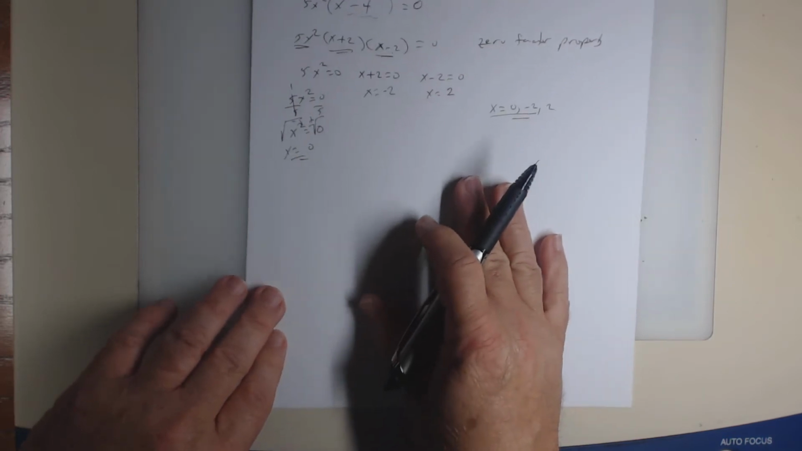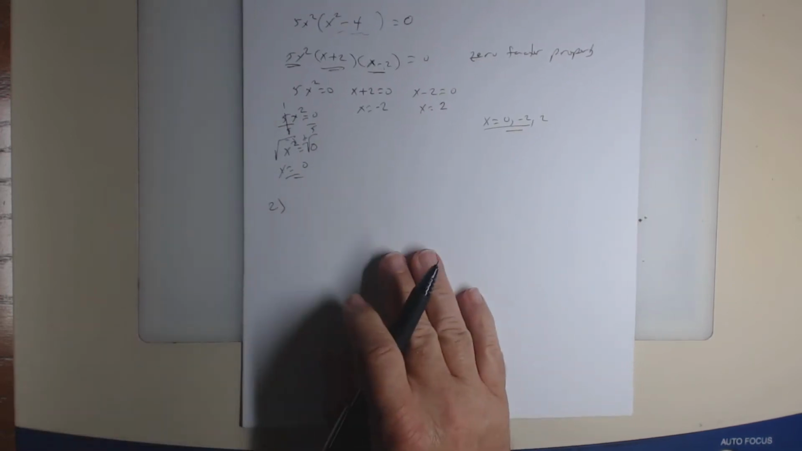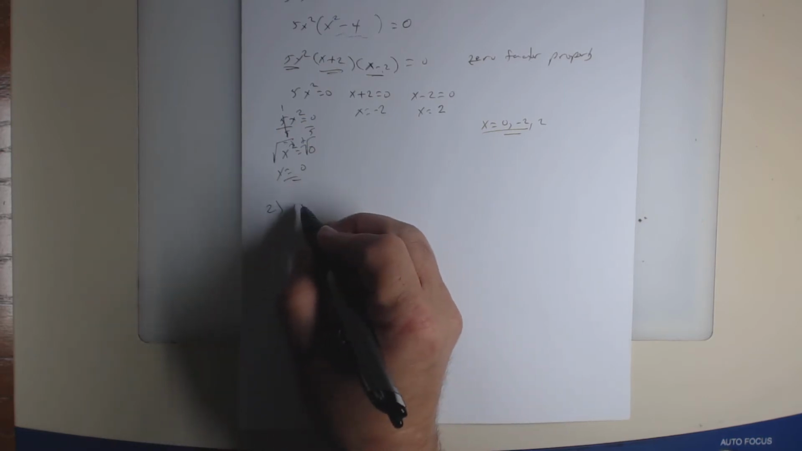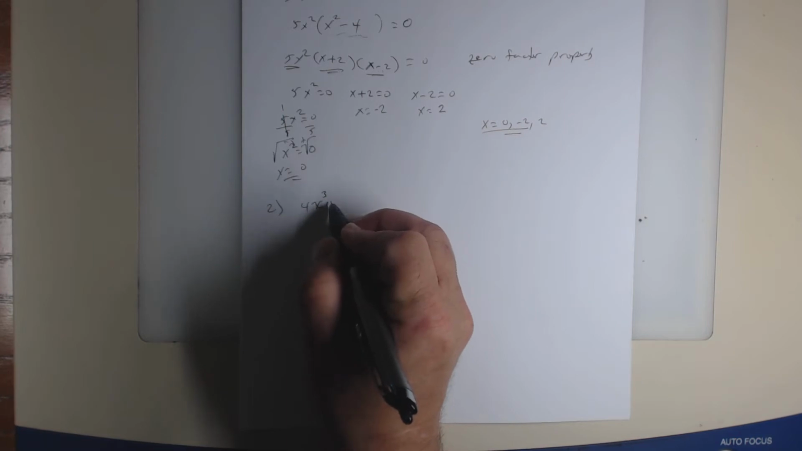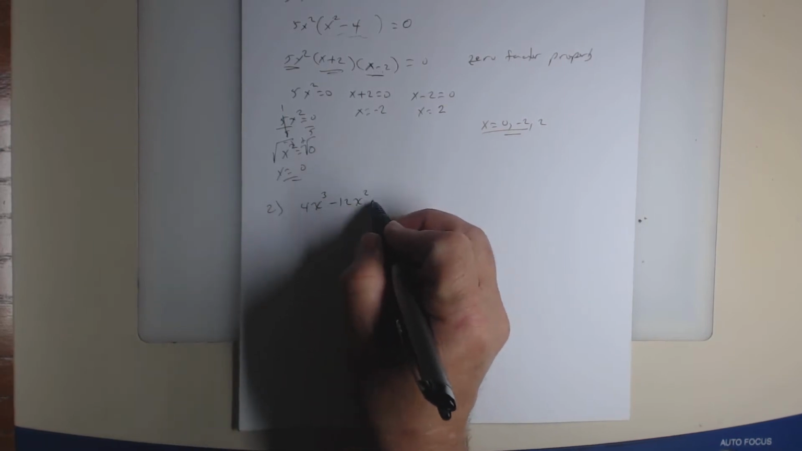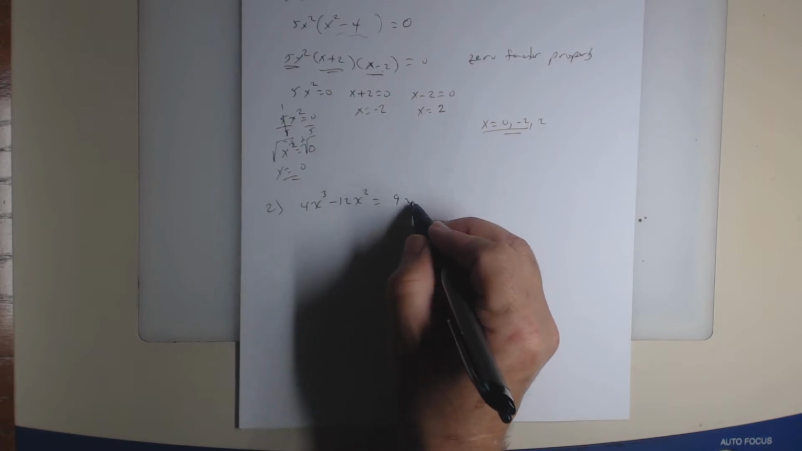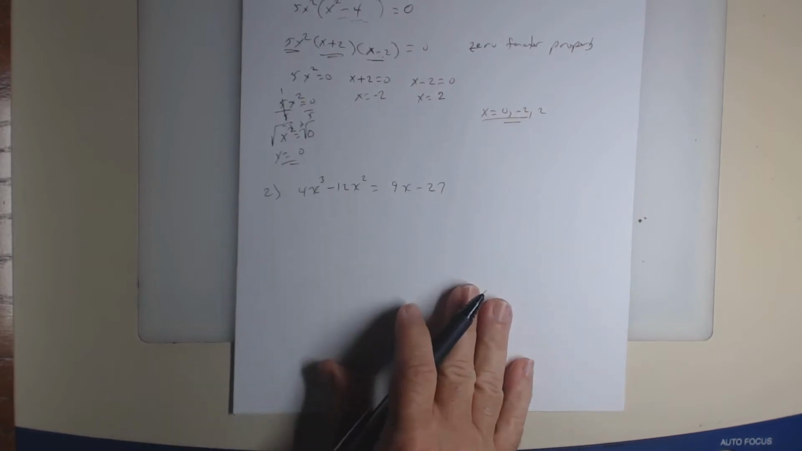Number 2. So solve by factoring. All right, number 2, you have 4x cubed minus 12x squared equals 9x minus 27.